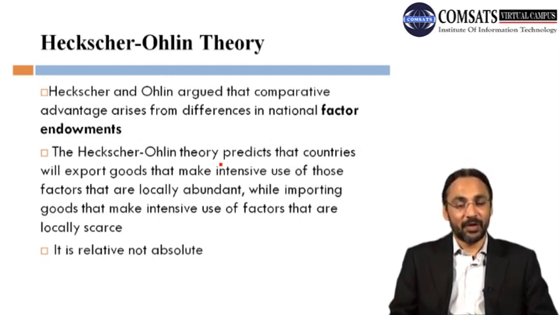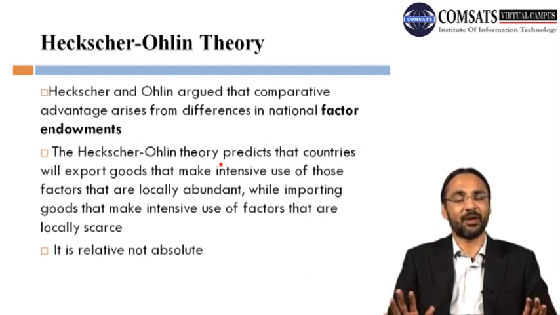Heckscher and Olin theory predicts that countries will export goods that make intensive use of those factors that are locally abundant, while importing those products that make intensive use of factors that are locally scarce. Importantly, this theory is suggesting that countries shouldn't focus on comparative advantage or absolute advantage.